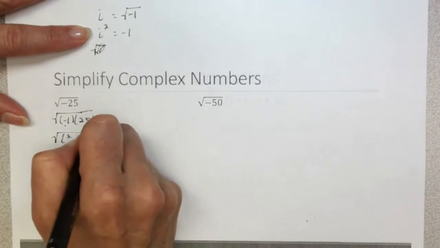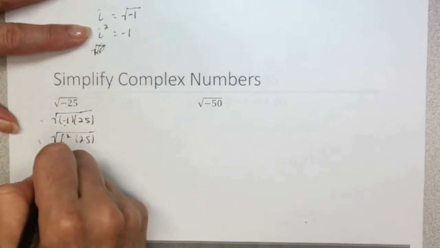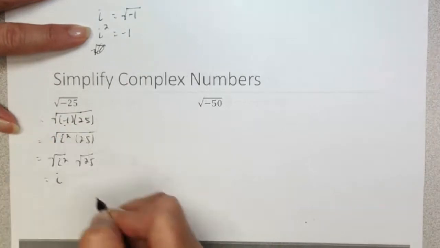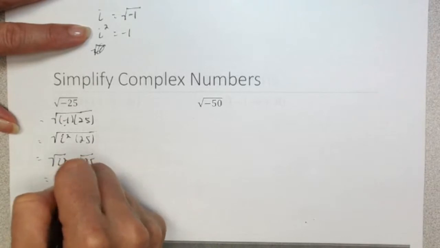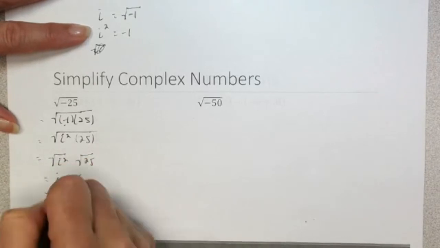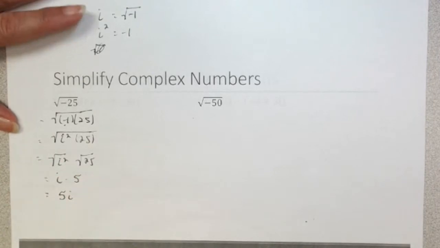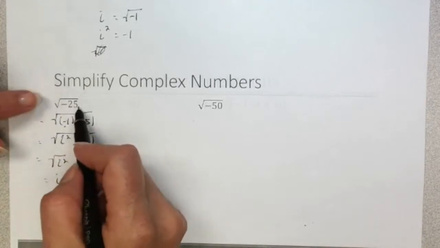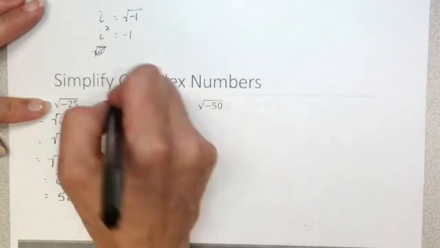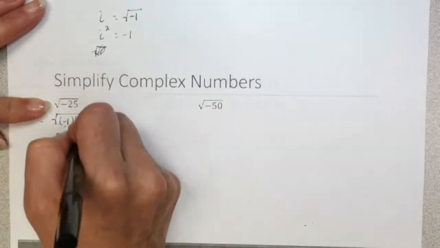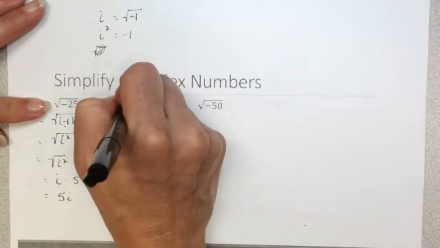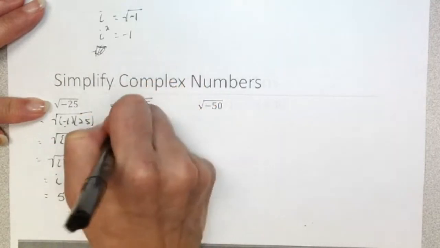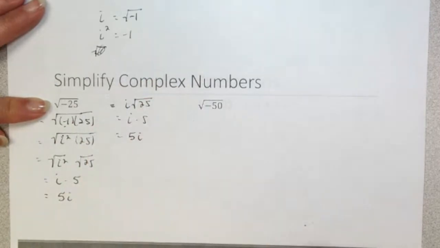times 25. Okay, which is equivalent to the square root of i squared times the square root of 25. The square root of i squared, of course, is i, and the square root of 25 is 5, so it's i times 5, or in more proper form, we would write this as 5i, right? The shortcut here: when you see a negative radicand under a square root, drop that negative, stick an i out front, and then continue to simplify. So the square root of -25 would be i times the square root of 25, which is, of course, i times 5, or 5i. Okay.